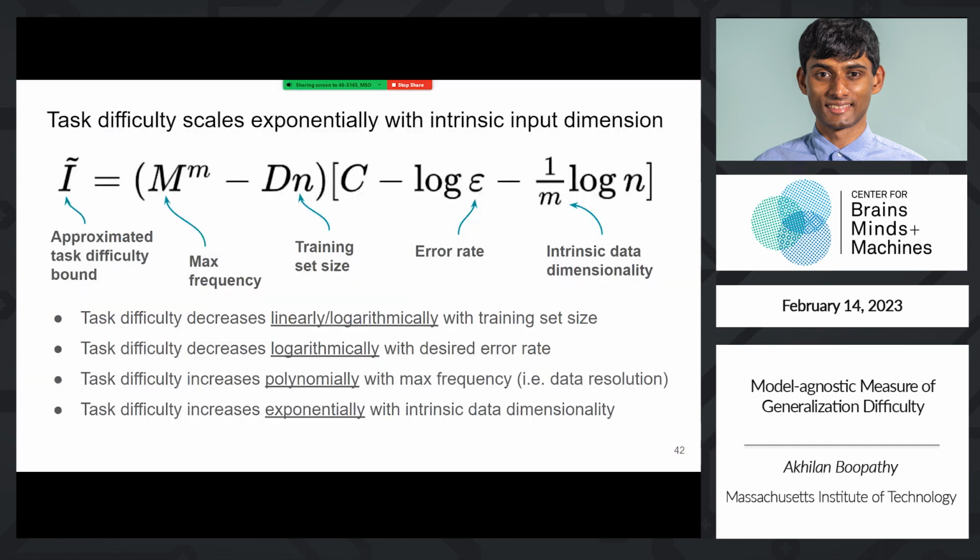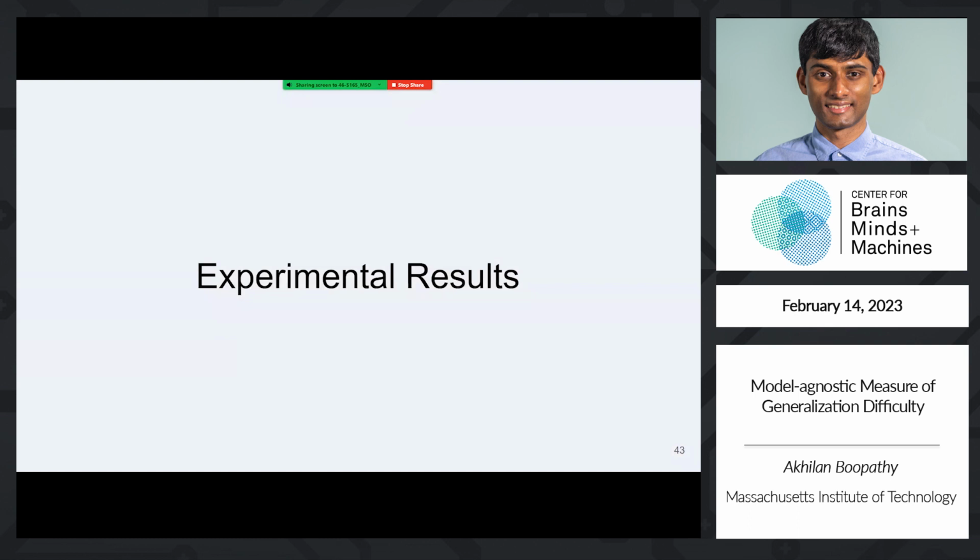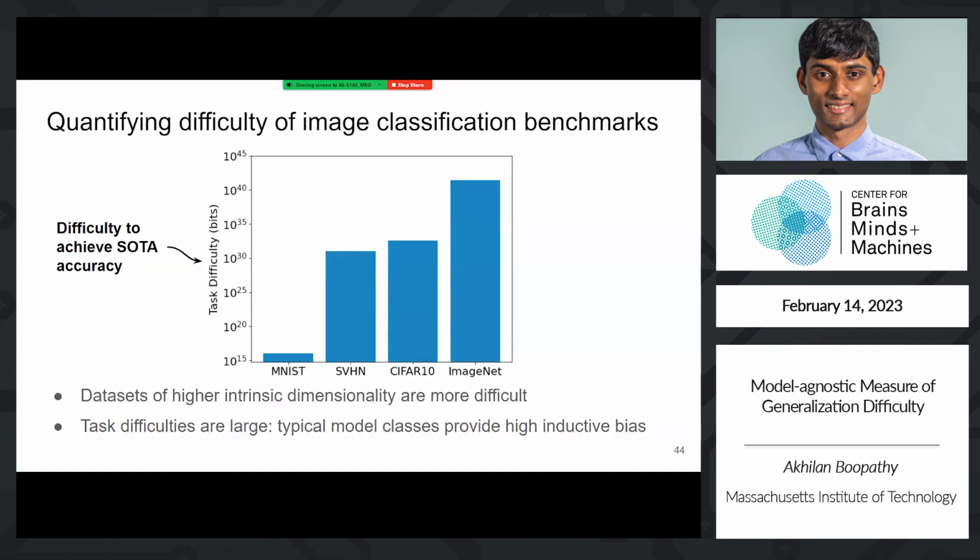Okay, I'll move on to our experimental results, and then we can circle back later if there's further questions. So the first thing we did is quantify the task difficulty of various image classification benchmarks. On the y-axis here is the task difficulty to achieve state-of-the-art accuracy on these data sets. One thing that's important to note is the numbers are essentially the same even if we fix the accuracy level we're trying to achieve. Like if we fix 90% as the accuracy level, the numbers are essentially the same.